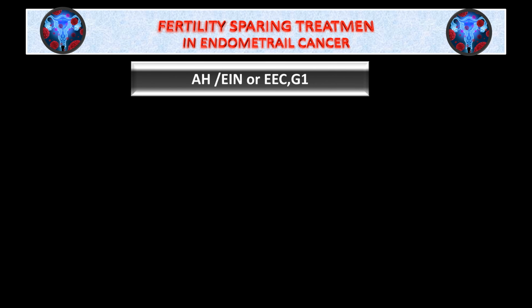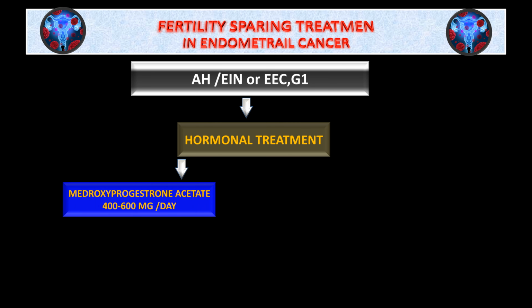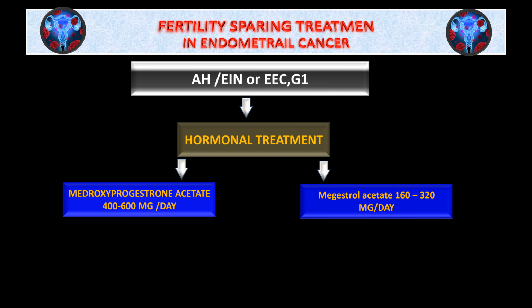So a patient with atypical endometrial hyperplasia or grade 1 stage 1 endometrial cancer who is a candidate for fertility-sparing treatment can receive the treatment in the form of hormonal treatment. The hormonal treatment may be medroxyprogesterone acetate 400 to 600 mg per day or megestrol acetate 160 to 320 mg per day. And this is the recommended treatment by the guideline for management of endometrial cancer.